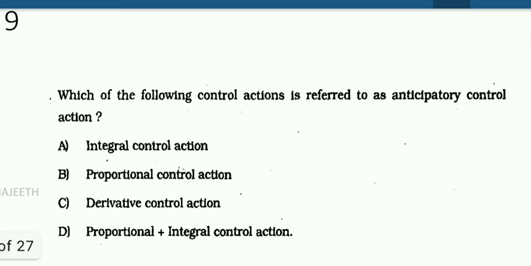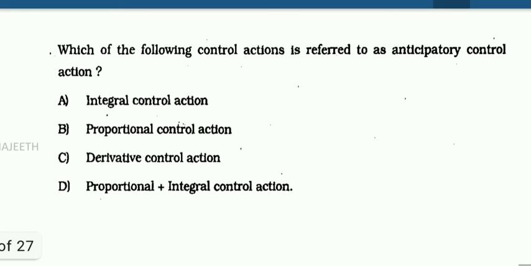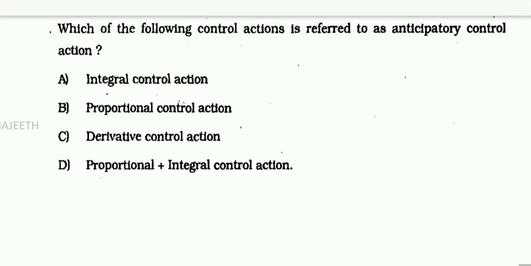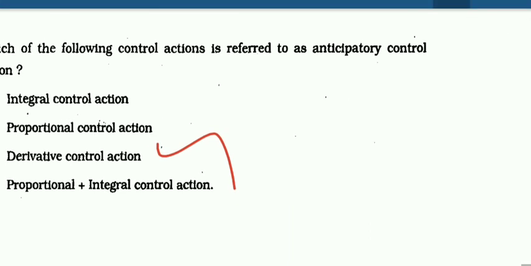Next, which of the following systems is referred to as anticipatory control? This is a direct question. Derivative control is known as anticipatory control because it sends a control signal in expectation of error. So derivative control always expects the error and sends the control signal before that. That's why it is called an anticipatory controller. So the answer is option C.